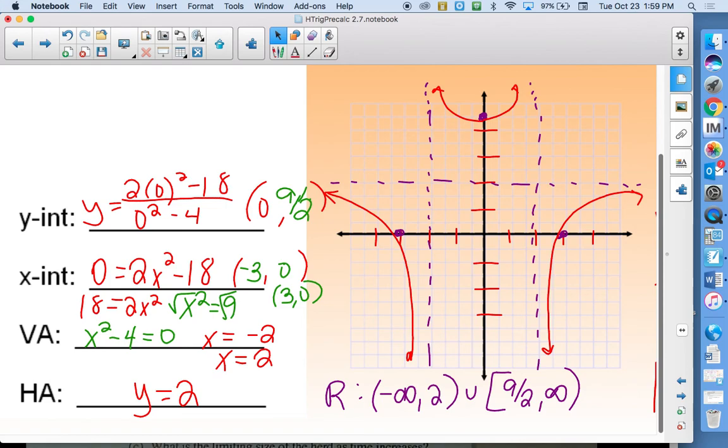Is that the book? No, it's over here on the counter. Okay. So I can actually do it.